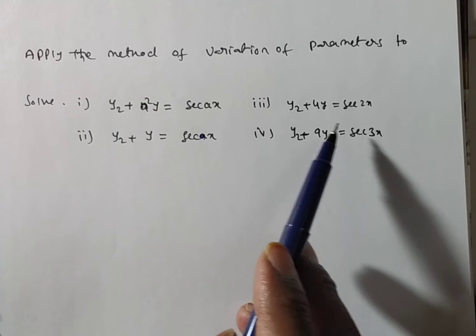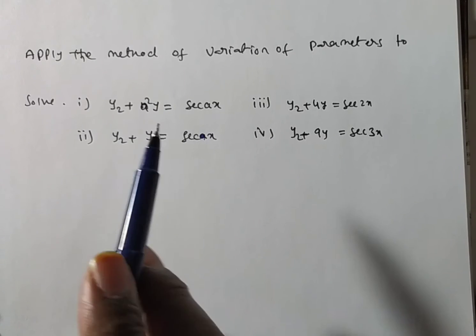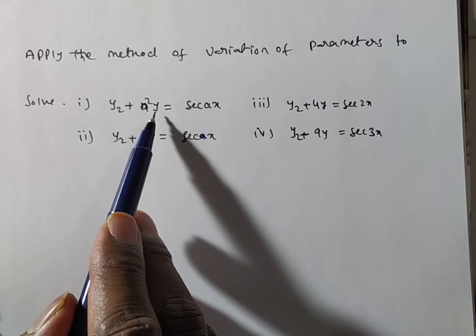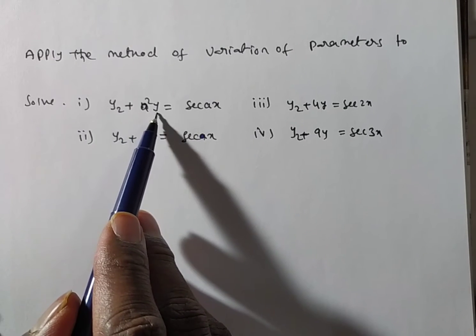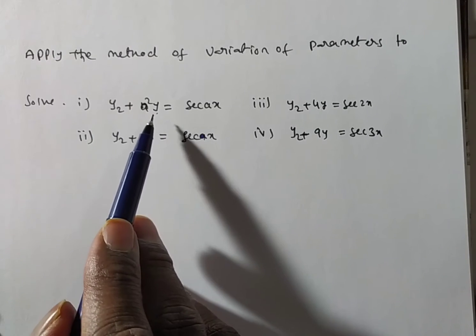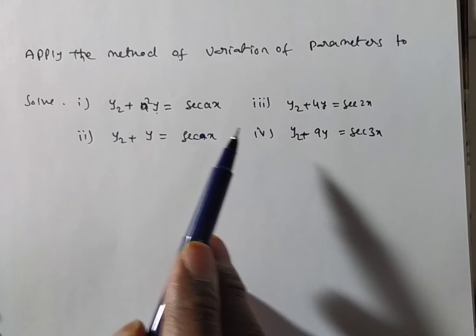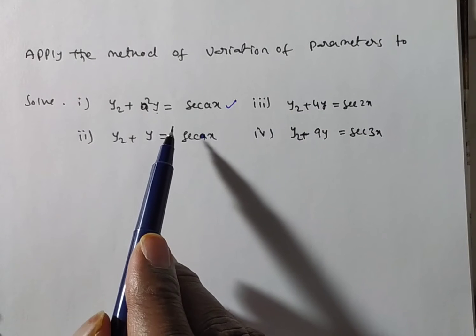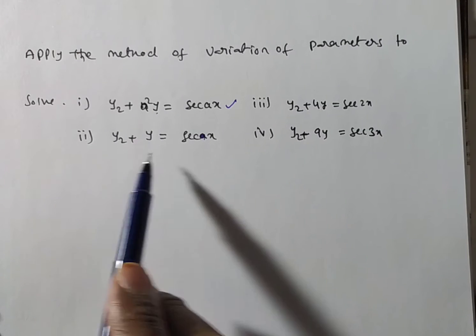Now you observe these four problems are similar. From the first problem, y'' + a²y = sec(ax), if you replace a = 1, you will get the second problem. a = 2 gives the third problem, and a = 3 gives the fourth problem. So I am going to solve the first problem. Later, if you replace a by 1, then you can do it directly.